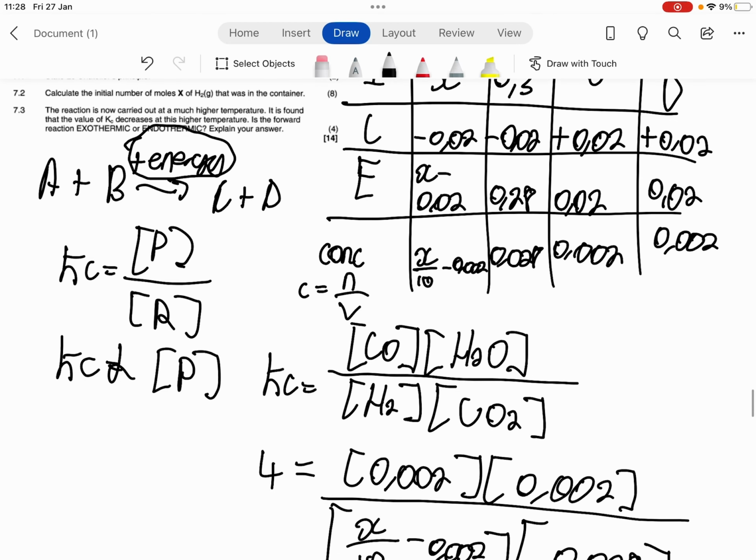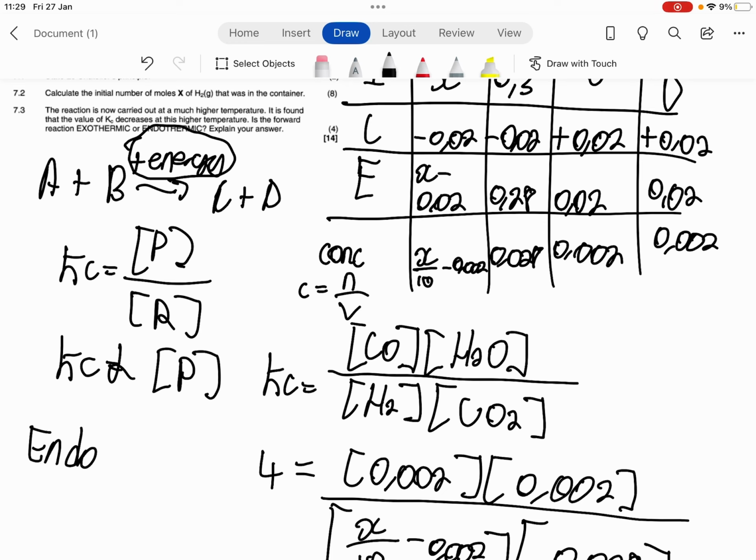Okay, so in this case here, the question again reads, the reaction is now carried out at a much higher temperature. It is found that the value of the Kc decreases. Is the forward reaction exothermic or endothermic? So let's just put together all that we have dissected from this question. We know that when temperature is high, we want to decrease temperature using a reaction that uses energy. In this case, it's going to be the endothermic reaction. Okay, so it's endothermic.